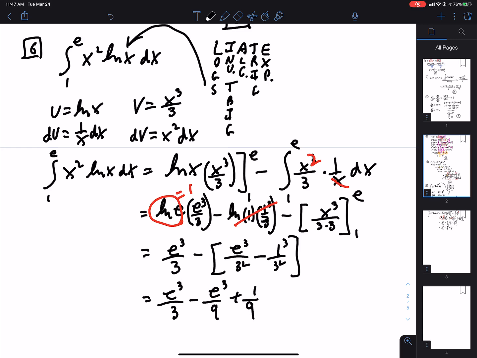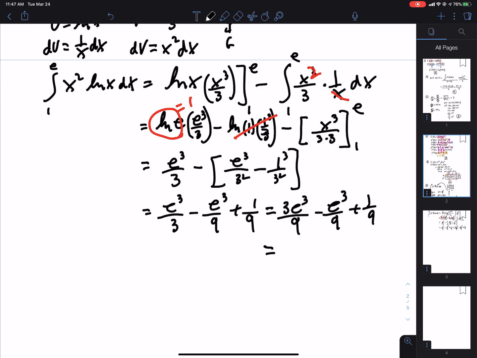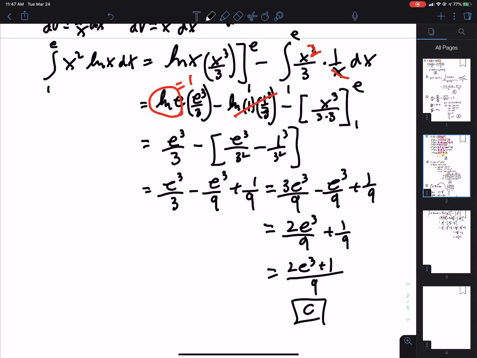And let's get this all with a common denominator. So I'm going to rewrite this. This will be 3e cubed over 9 minus e cubed over 9 plus 1 over 9, which gives us 2e cubed over 9 plus 1 over 9, which is 2e cubed plus 1 all over 9. That looks like C. And if I look at the answers, number 6, the answer is bingo, C. That's it for 4 through 6.